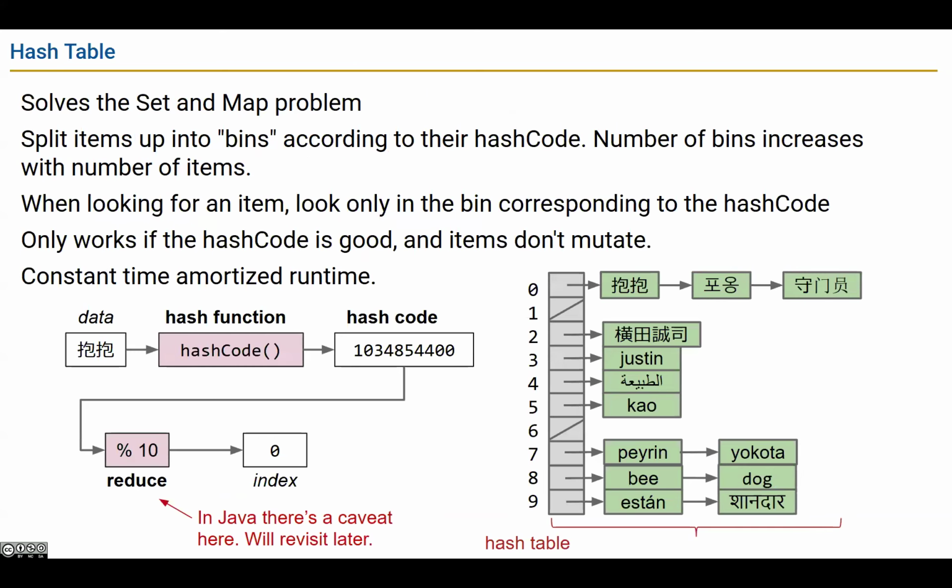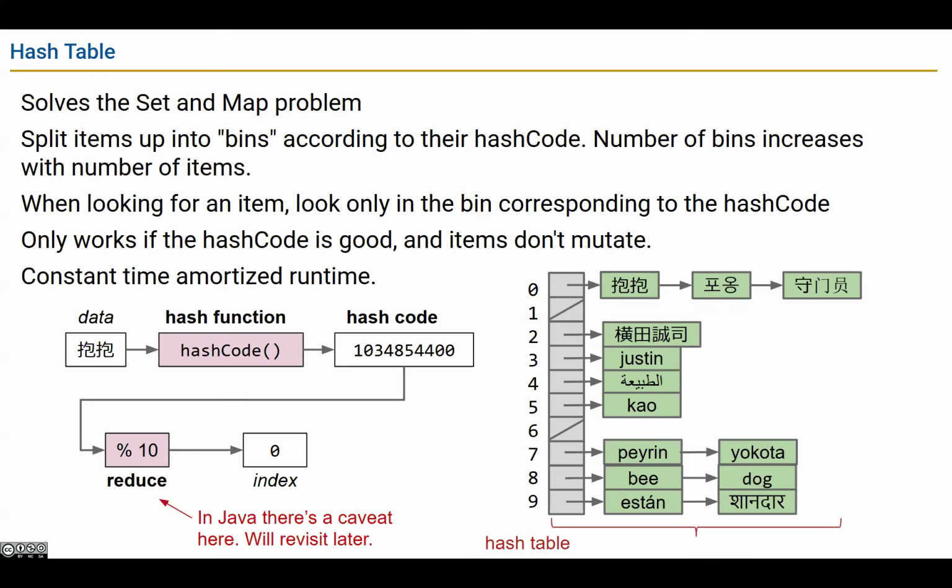We talked about hash tables. Hash tables solve the set and map problem in a different way. The idea is that you ask each item to classify itself according to its hash code, and the hash code just returns some number. Based on that number, we split it into a bin. The number of bins increases with the number of items, so you have only about one or two items per bin at most. When we look for an item, we just look for the bin corresponding to that hash code. Since there's only one or two items in there, it's constant time on average.